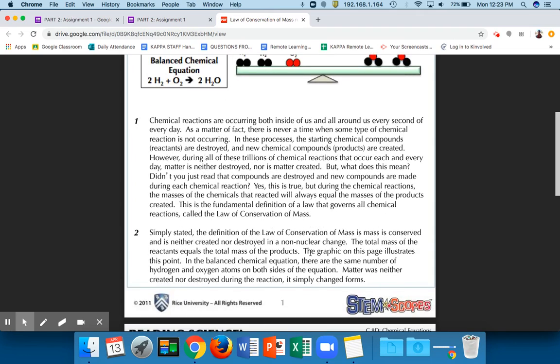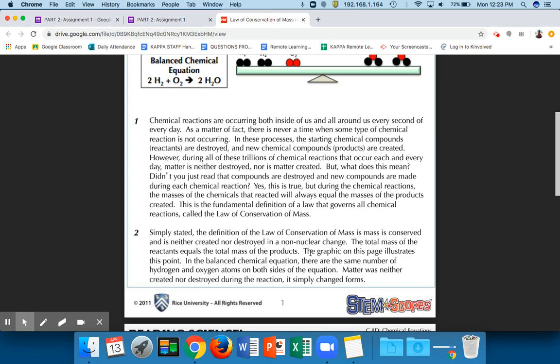All right. Chemical reactions are occurring both inside of us and all around us every second of every day. As a matter of fact, there is never a time when some type of chemical reaction is not occurring. In these processes, the starting chemical compounds, reactants, are destroyed, and new chemical compounds, products, are created. However, during all of these trillions of chemical reactions that occur each and every day, matter is neither destroyed nor is matter created. But what does this mean?